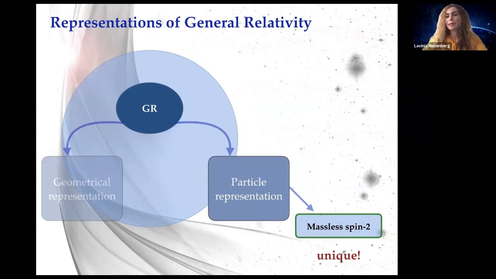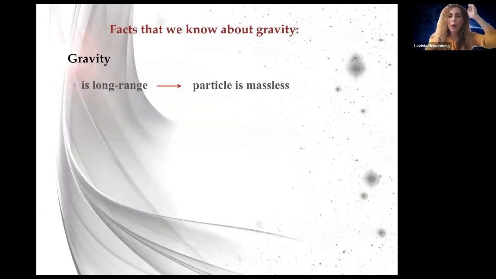But in the particle representation, there is really just one unique particle, and this is the massless spin 2. So why massless spin 2? We can appreciate that by reminding ourselves about the facts that we know about gravity.